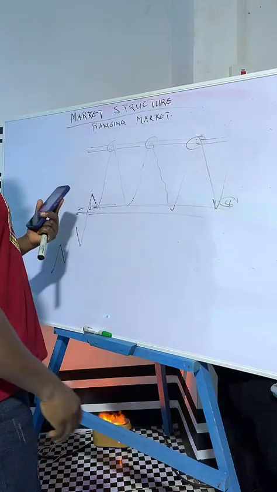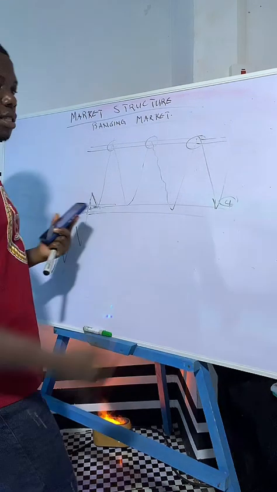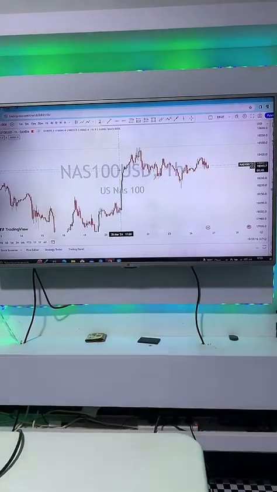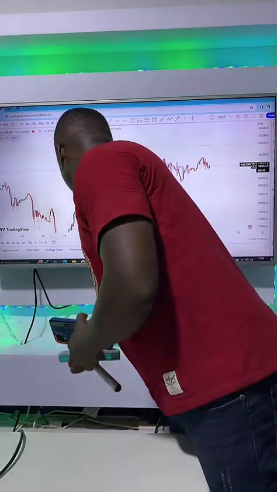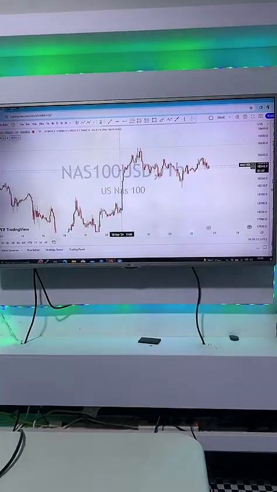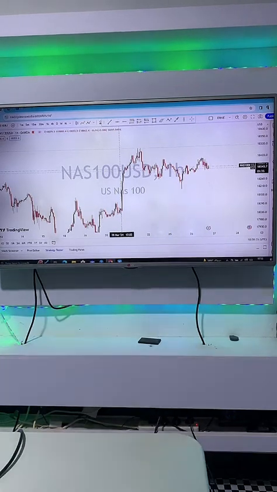Explain liquidity. We are not doing liquidity, bro. Just trust the process and follow. Okay? Alright, so let's check the charts now. Wow.